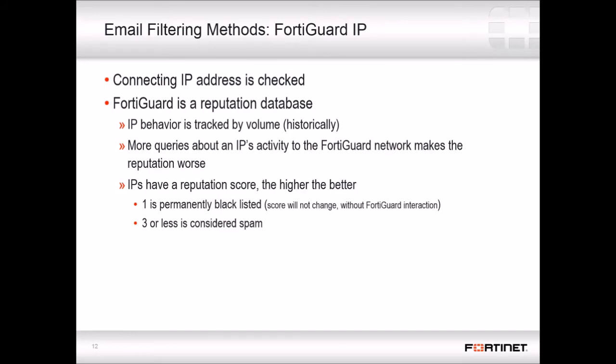FortiGuard's primary inspection method is its FortiGuard IP list. FortiGuard will check the IP of the connecting mail server to see if it's blacklisted. The IP is queried, and if it is on the list, the email is considered spam. A score of 1 is a permanent value that will not change. You'll need to work with Fortinet's anti-spam team to get it unlisted. The score needs to be 3 or less for the unit to consider it spam email.